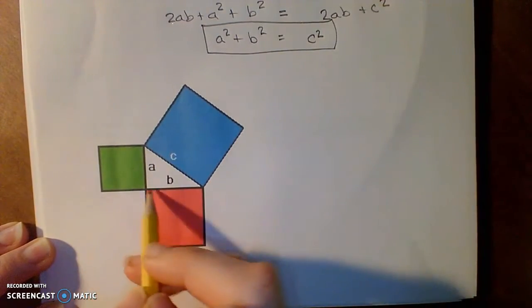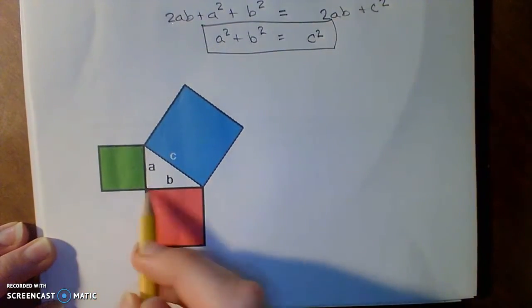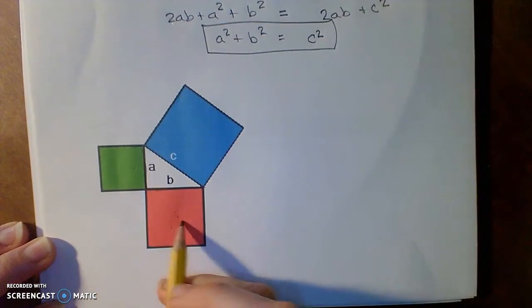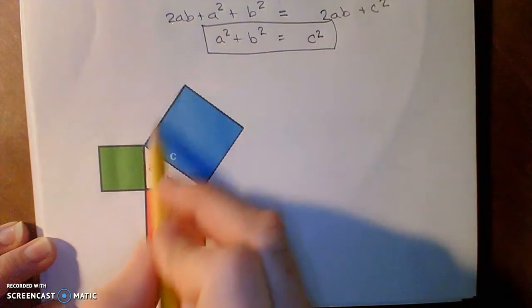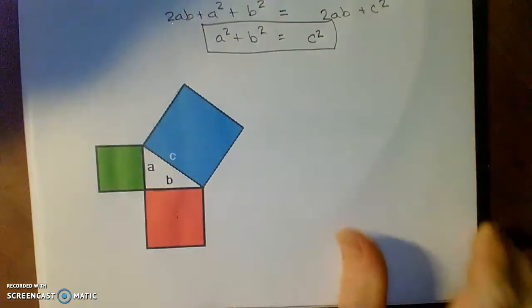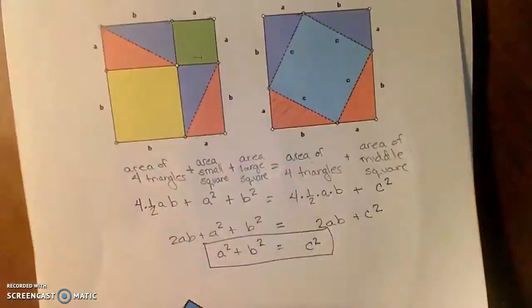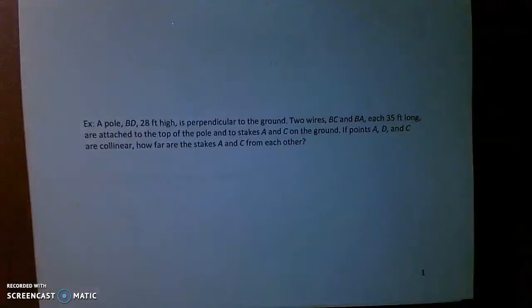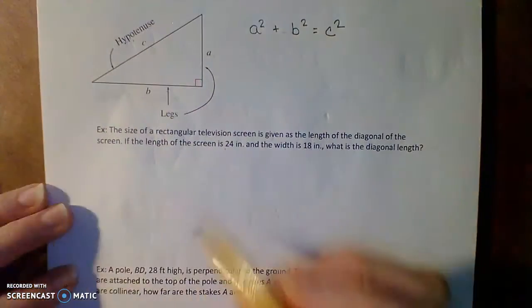So again, this is a square with side length A, and here's a square with side length B, being exactly equal to the square of side length C. So you'll see that as a visual. Now that we understand why the Pythagorean theorem is true, let's go ahead and use it to solve some problems.